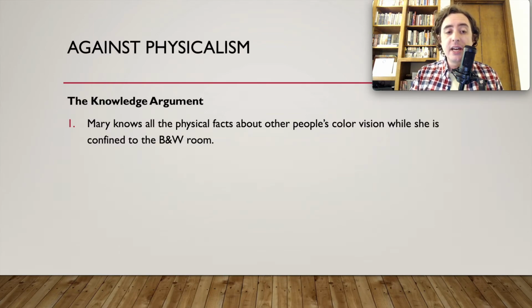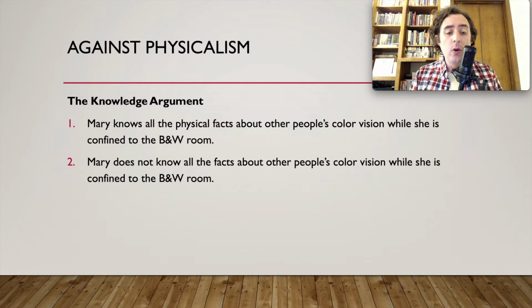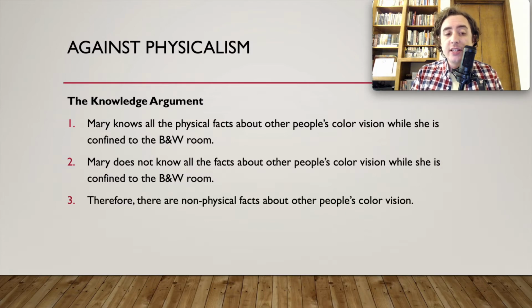The first premise says, Mary knows all the physical facts about other people's color vision while she's confined to her black and white room. The second premise says, nonetheless, Mary does not know all the facts about other people's color vision while she's confined to her black and white room. Thus, there are non-physical facts about other people's color vision. So this is a deductively valid argument. If its premises are true, then the conclusion must be true as well.